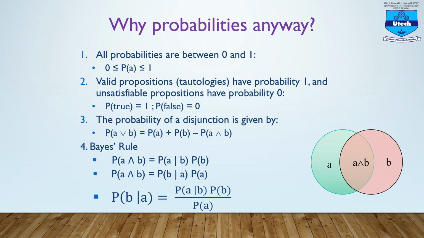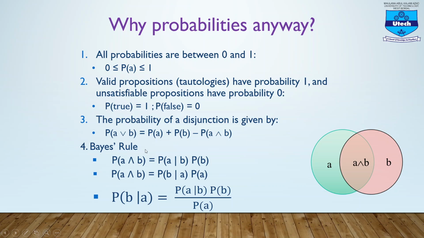The probability of a disjunction, probability of A union B, is the probability of A, that is the green part, plus the probability of B, that is the pink part. Now, the part that is the probability of A intersection B is common, so this part will be counted 2 times, as probability of A includes it and probability of B includes it. So we need to subtract it once. So it is probability of A plus probability of B minus probability of A intersection B.